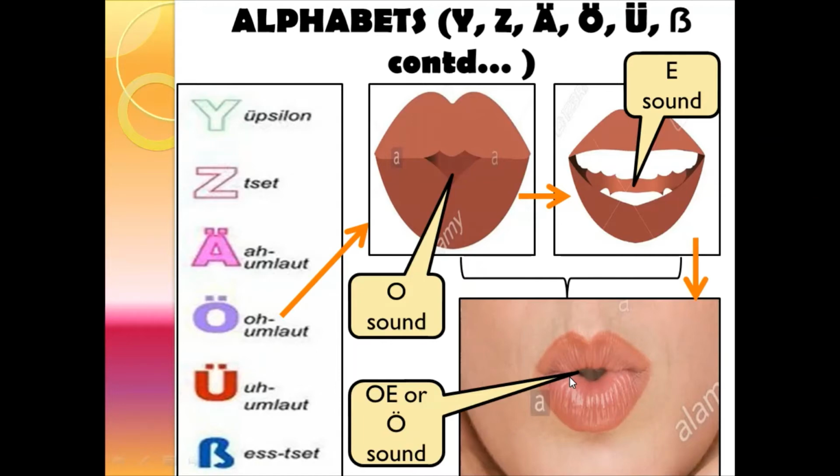This will be the O umlaut sound, which we call in German also the Ö. The Ö sound you can find yourself making in everyday life when you try to blow out a candle. Isn't that interesting? So let's move on.